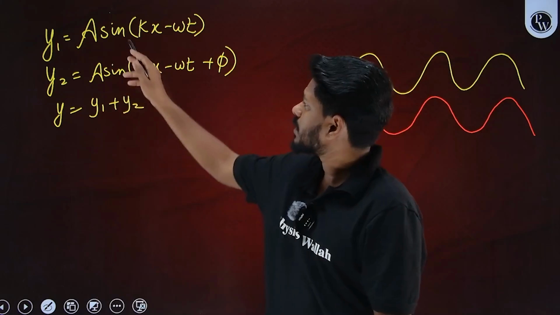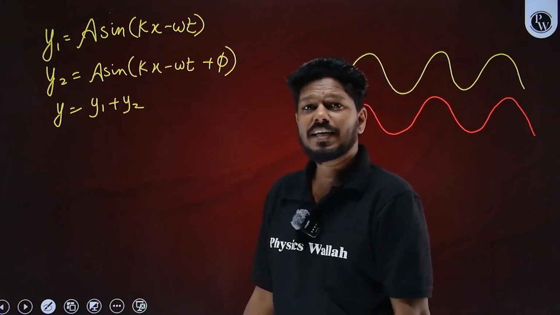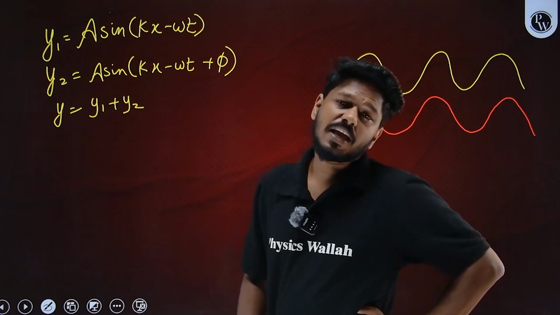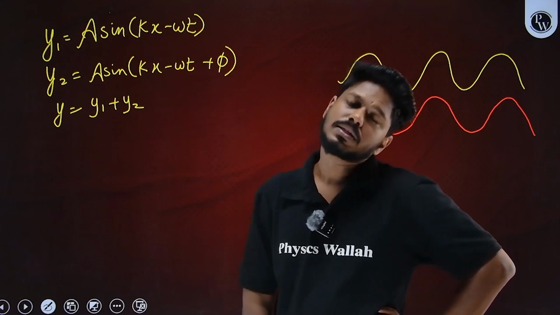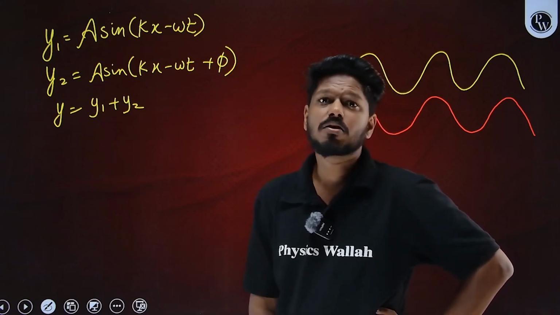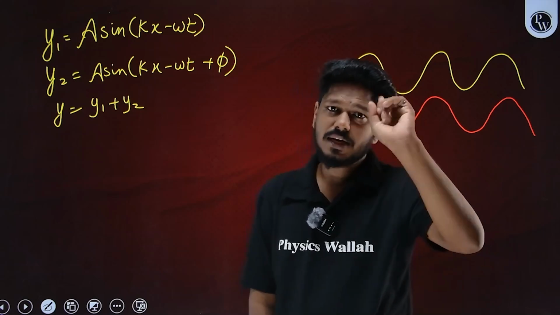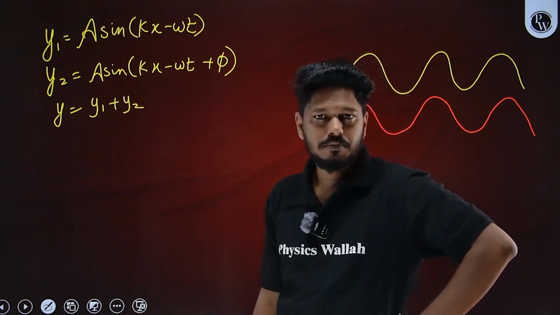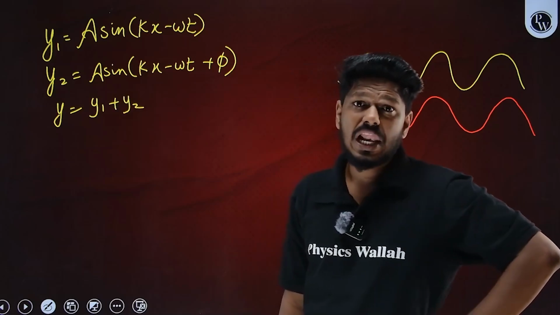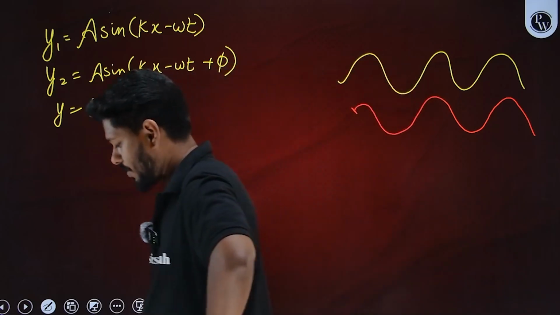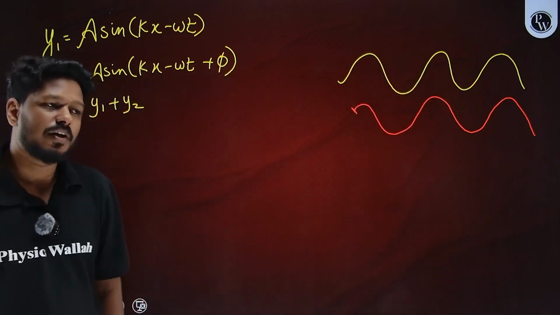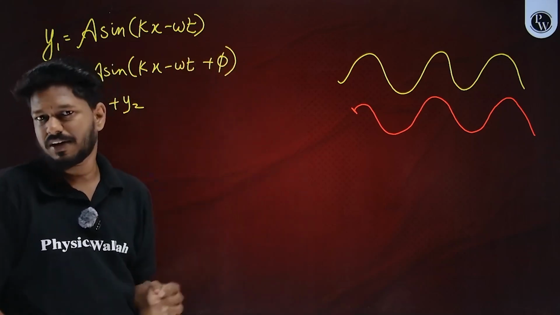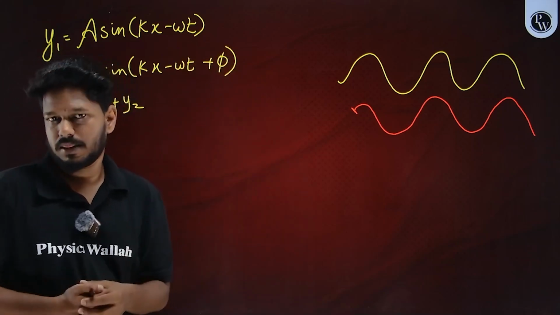Do you remember what is sine of A minus B? Sine of A minus B is equal to sine A cos B minus cos A sine B, right? Can you recollect that formula? Similarly, you have to open the bracket for this, and it leads to a lot of confusion. So better, apart from using this method for adding, use the vector method.